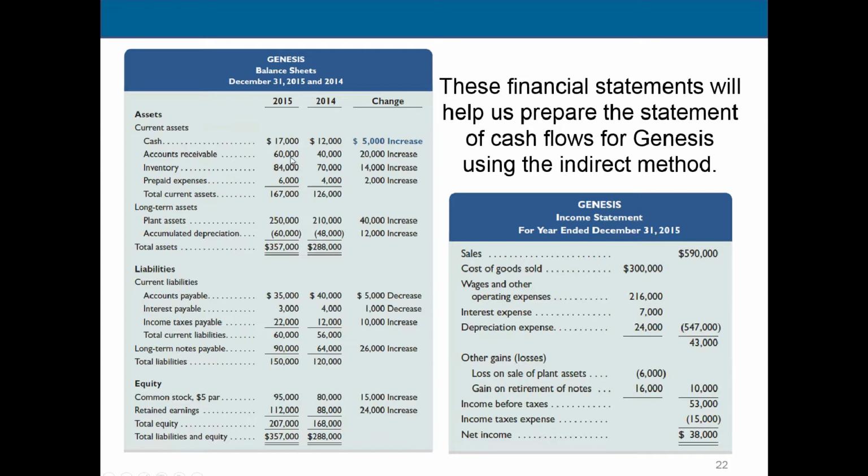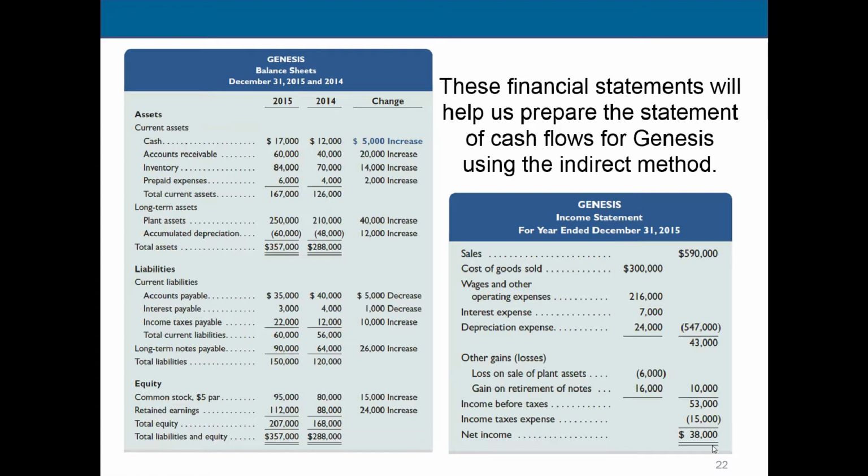It's gone up by $5,000. Look at accounts receivable, gone up by $20,000. Look at accounts payable, it went down by $5,000, right? Interest payable, looks like it went down by $1,000, okay? So we've just looked at this change year over year because we're going to need that information. And then here's our income statement. See that net income starts with $38,000.